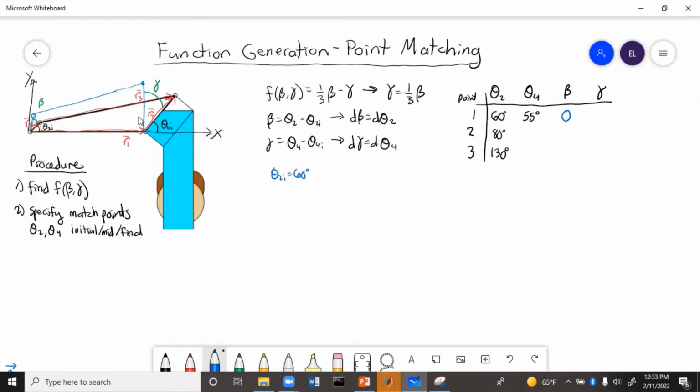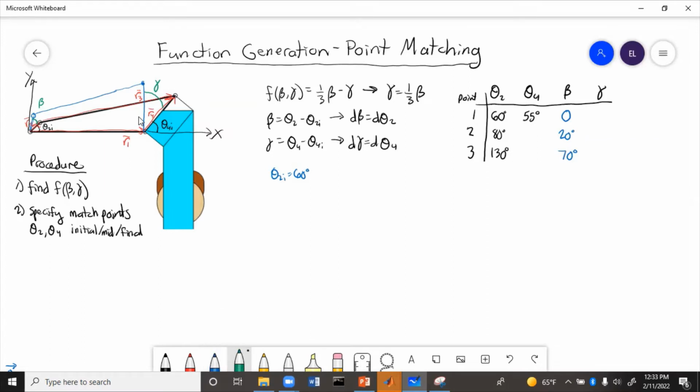Write that down to remember. So 60 minus 60 is 0. So then 80 minus 60 is 20. And 130 minus 60 is 70. So that got beta. Now gamma is 1/3 of beta.